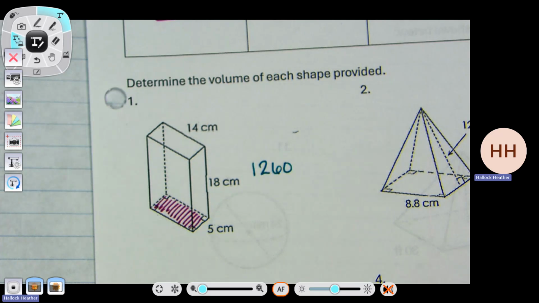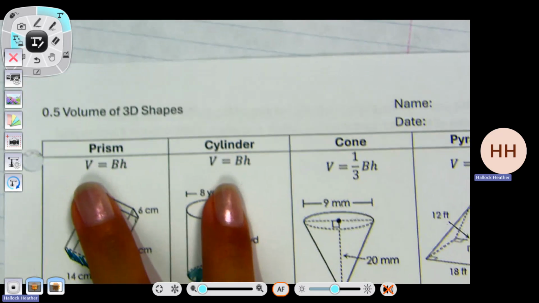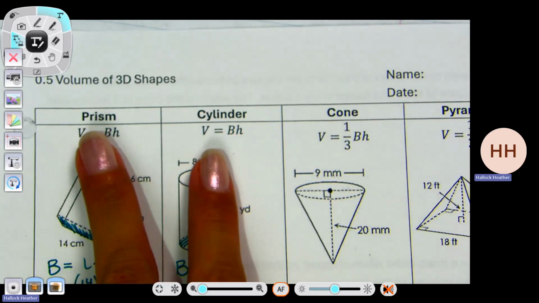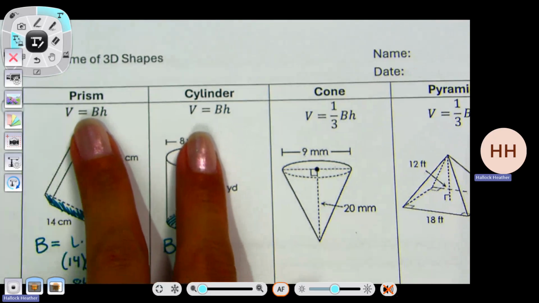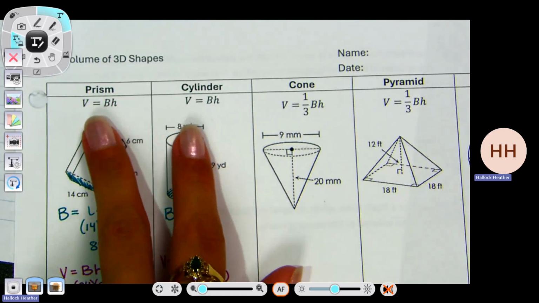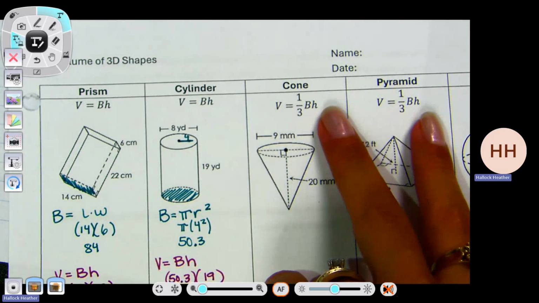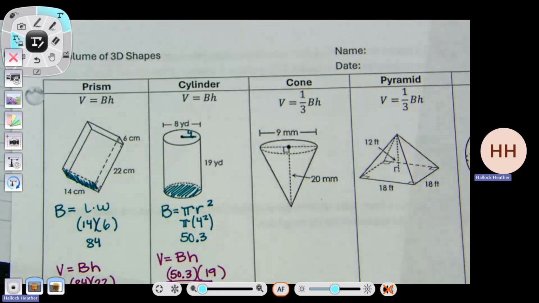Okay, the formula changes for the next two shapes. If you notice, the first two shapes, prisms and cylinders, are whole shapes. So that's why there is no fraction involved. A cone and a pyramid are the same formula. We still have big B and H, but now there's a 1/3. You don't really need to know this, but somebody in first period was asking where the 1/3 even comes from.